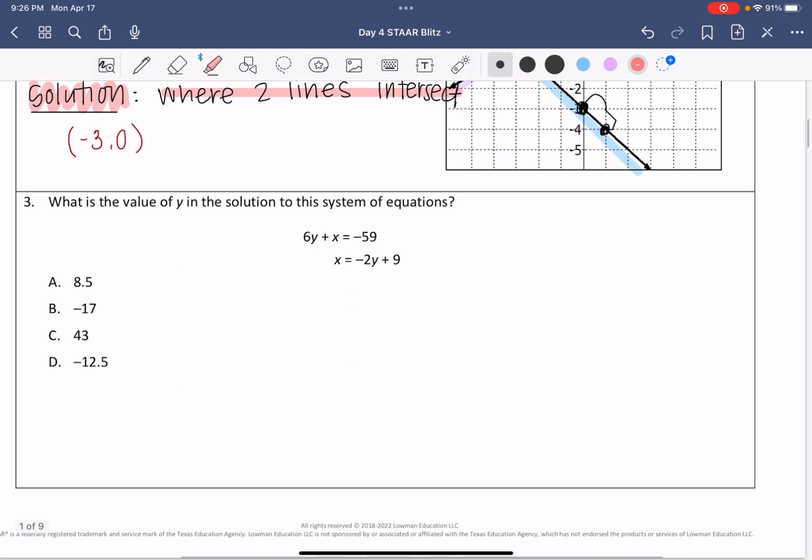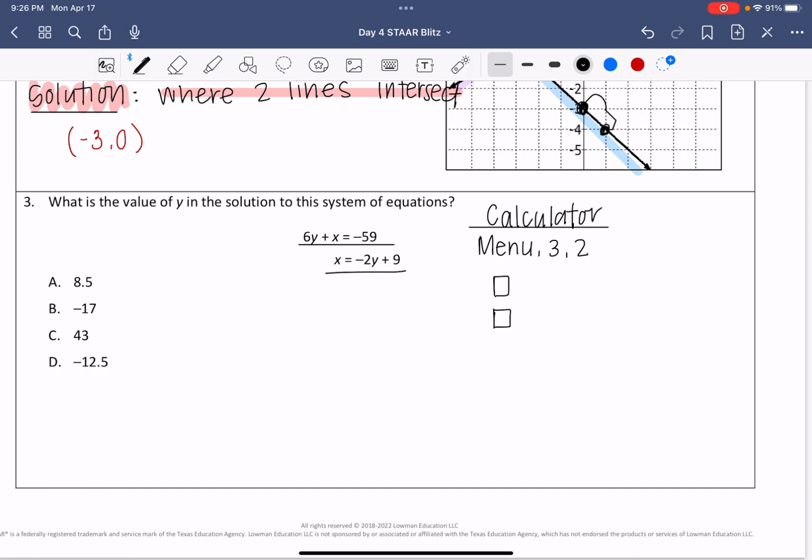Number 3, it says, what is the value of y in the solution of the system of equations? Okay, so here you would just do menu 3, 2. Okay, and when you're in the calculator part of your calculator, so calculate, okay, you press menu 3, 2, you're going to have 2 different boxes pop up. Okay, in each box, you put the entire equation. Okay, all right, and then this is wanting the y value of your solution. Okay, so the y value is going to be the second number.